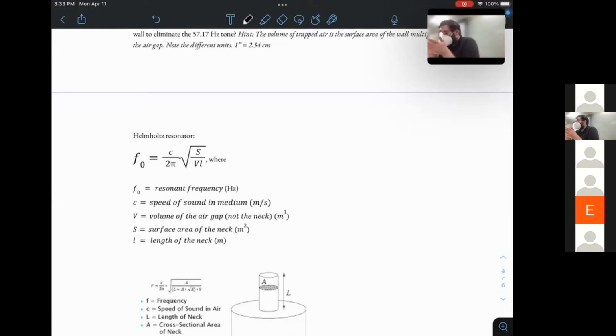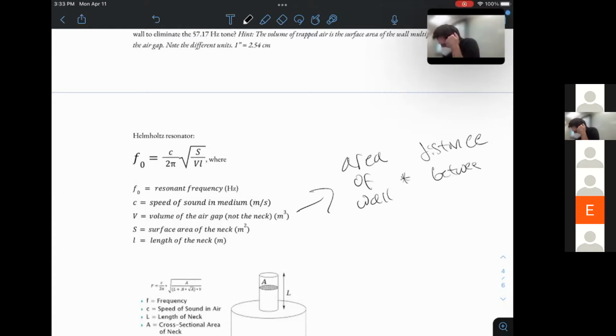Make sure you convert to SI units probably before you do anything. That's probably the easiest way to screw this up, right? You're given inches and feet, and just get those all into meters, okay? But that volume, here, let's write that out. That volume is area of wall times the distance between old and new walls. Okay.